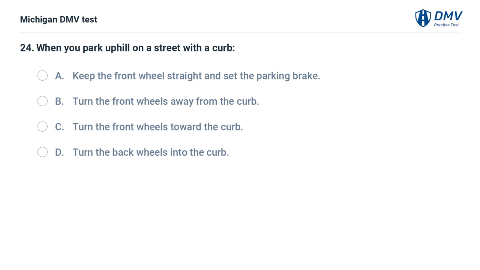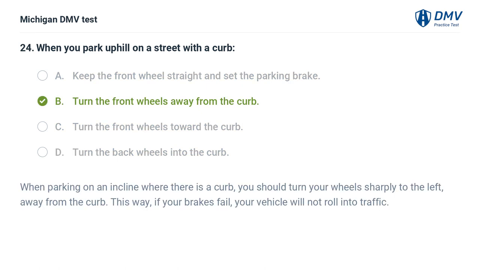When you park uphill on a street with a curb, A. keep the front wheel straight and set the parking brake. B. turn the front wheels away from the curb. C. turn the front wheels toward the curb. D. turn the back wheels into the curb.